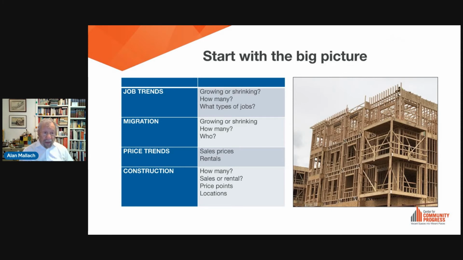Are they young families or empty nesters? Are they wealthy? Are they poor? And so forth. How much construction is going on? Is there a lot of construction? Is there an adequate supply of housing, or is there a shortage? Are there jobs? Are the jobs growing? All of these are critical issues. And this is important context.